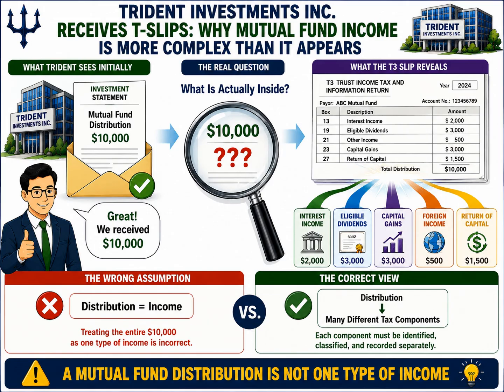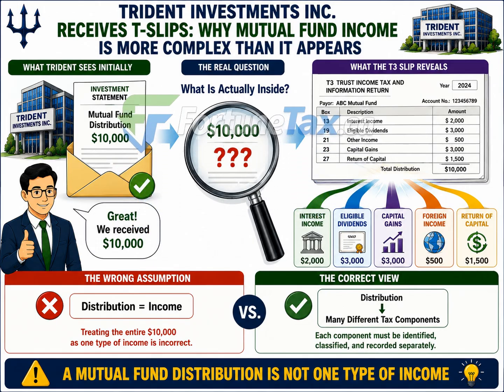This distinction is critical. Interest income is reported differently from dividends. Dividends are reported differently from capital gains. And return of capital is not income at all. That means the accountant cannot simply take the total distribution amount and record it as one income entry. Doing so would produce inaccurate accounting records and potentially incorrect tax reporting.